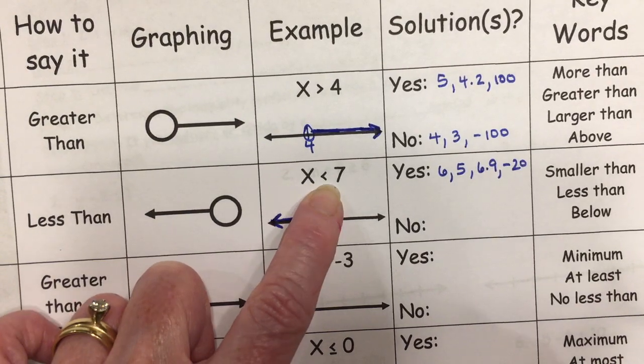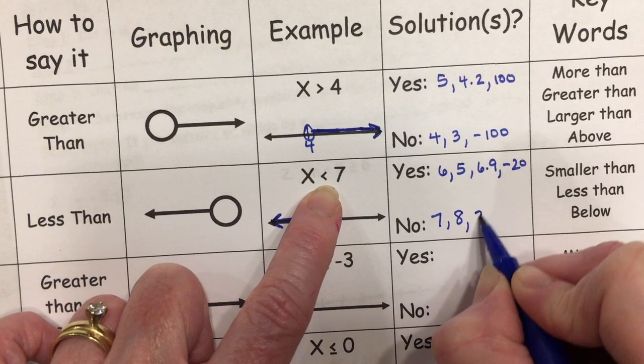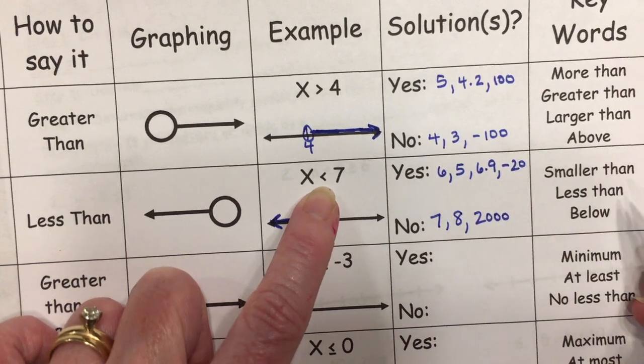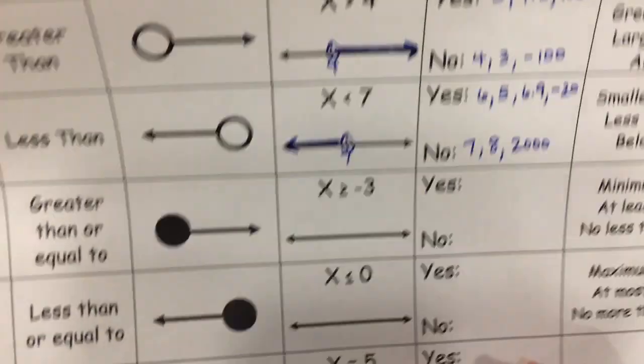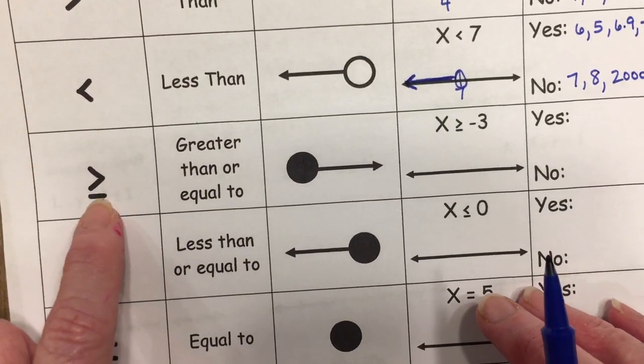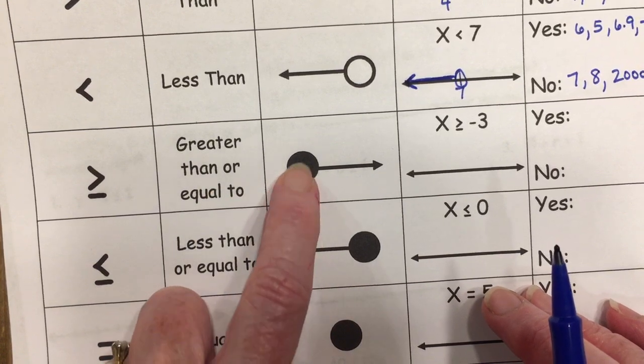Okay, what is not a solution? Well, 7 is not less than 7. 8 is not less than 7. 2,000 is not less than 7. Again, you have these words over here: smaller than, less than, and below. Greater than or equal to, okay, this is when you have the line. Now you're including the number, and so you want to fill in the circle.